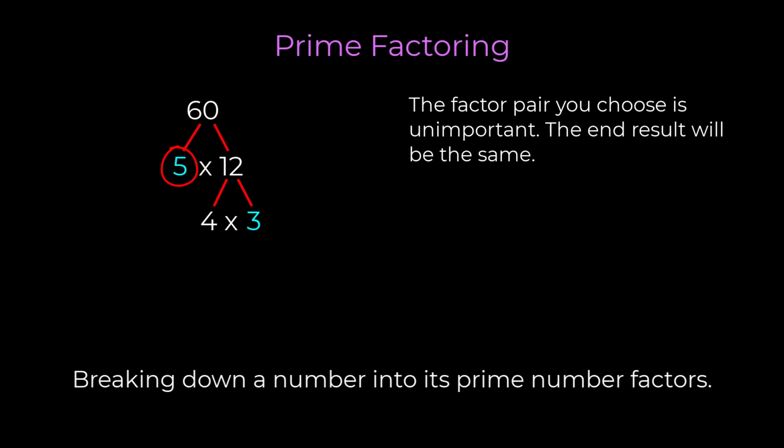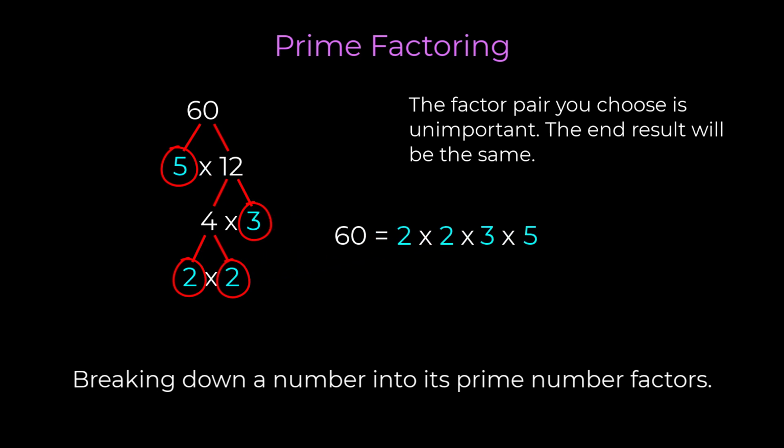Are any members of that factor pair non-prime? Well, 3 is a prime number, but 4 is not. So I look for a factor pair for 4. The answer is 2 and 2. 2 is a prime number, and so I am done. So I can write the number 60 as the product of prime numbers. 60 is equal to 2 times 2 times 3 times 5. This is called prime factoring.